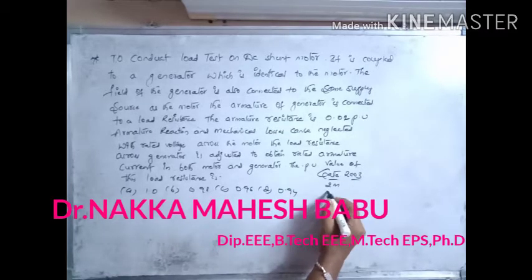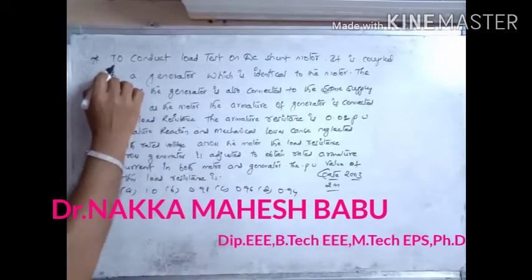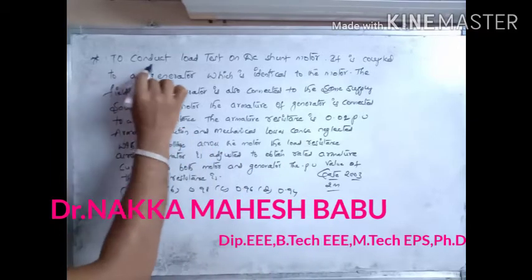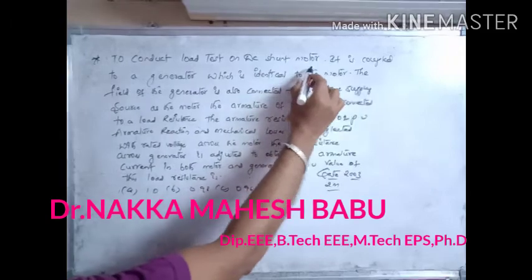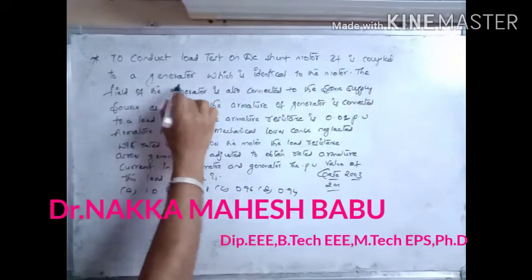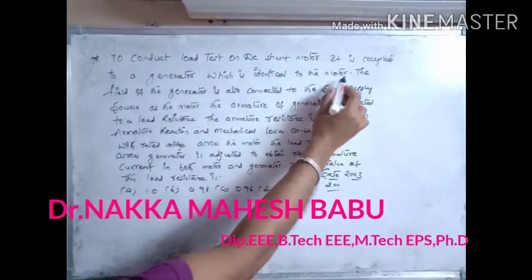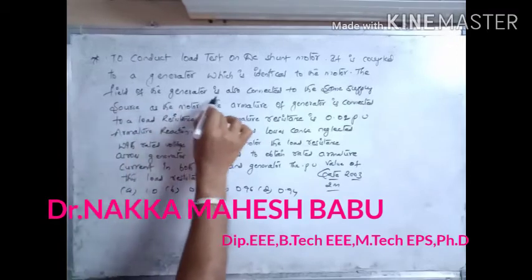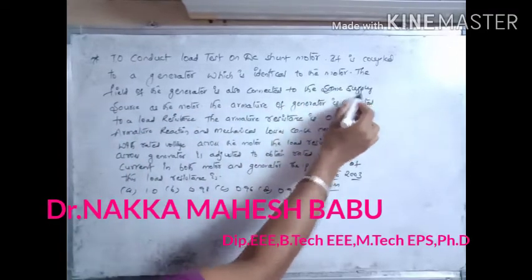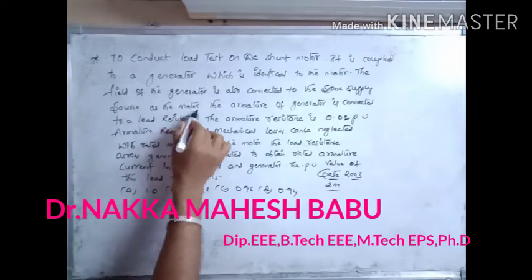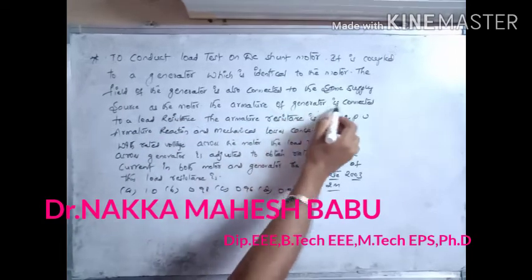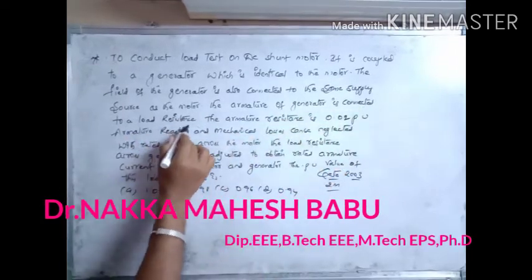This problem is asked for 2 marks. The problem is to conduct a load test on a DC shunt motor. It is coupled to a generator which is identical to the motor. The field of the generator is also connected to the same supply source as the motor. The armature of the generator is connected to a load resistance.